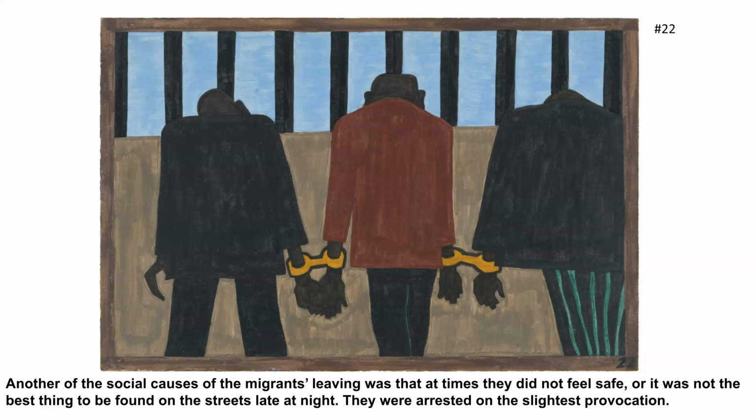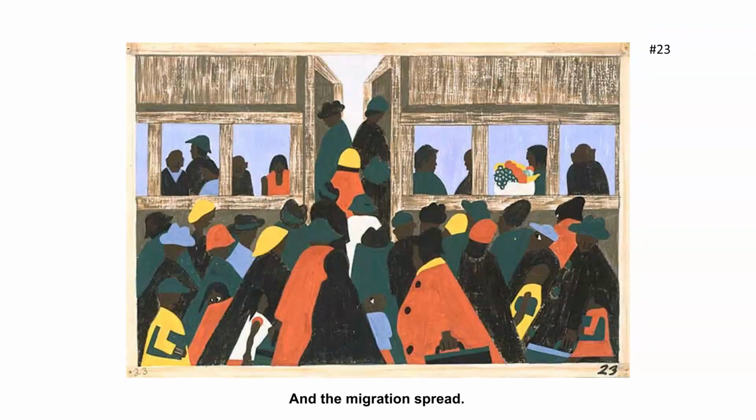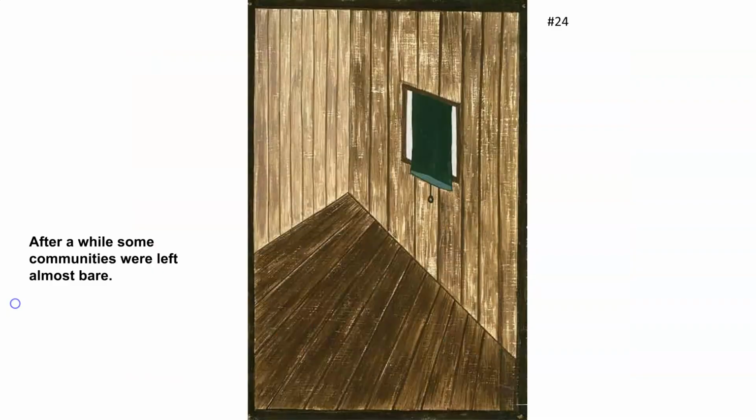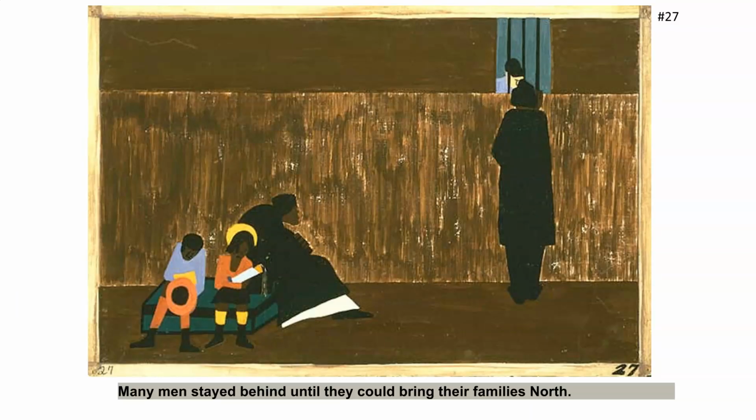Another of the social causes of the migrants leaving was that at times they did not feel safe, or it was not the best thing to be found on the streets late at night. They were arrested on the slightest provocation. And the migration spread. After a while, some communities were left almost bare. Many men stayed behind until they could bring their families north.